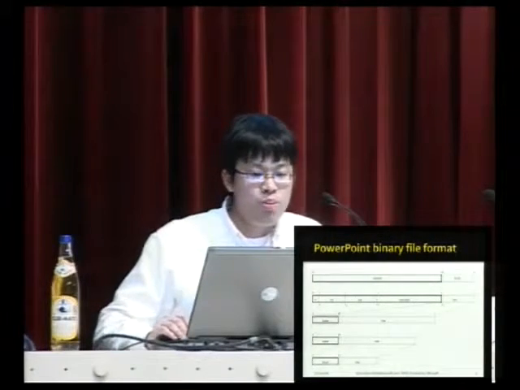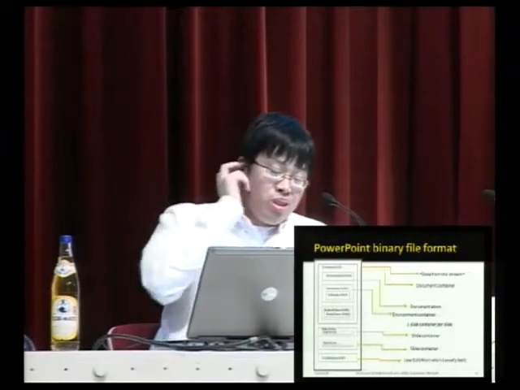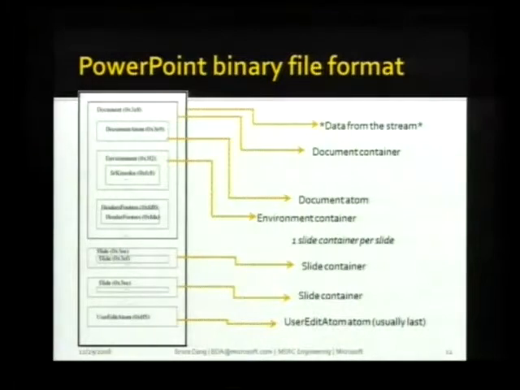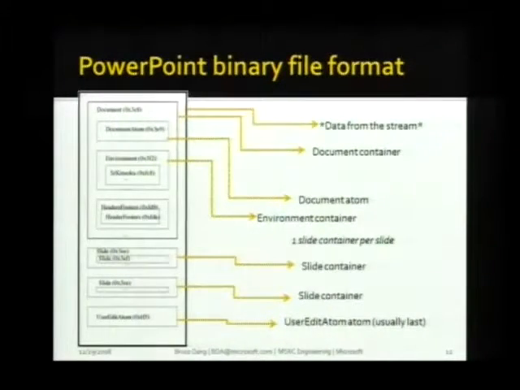So it's pretty simple. This is just in case you decide to write your own PowerPoint parser, and you want to validate if your parser is working correctly or not. This is a picture of what a PowerPoint document looks like. The first record that you'll typically see is a document container, which is type 0x3E8. And inside that container, you have document atoms and an environment, and so on.